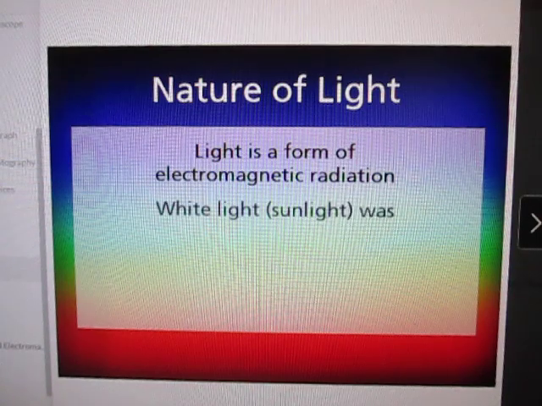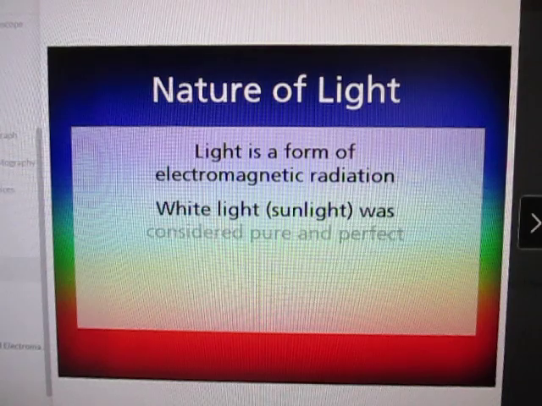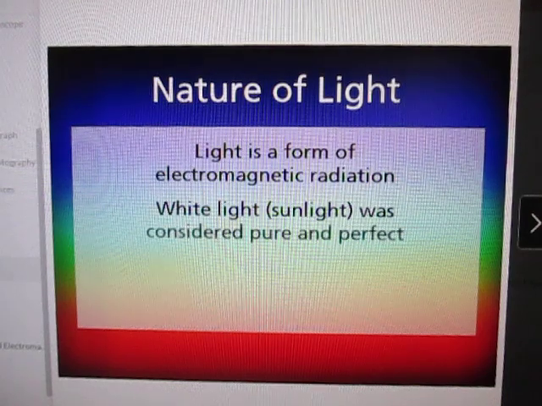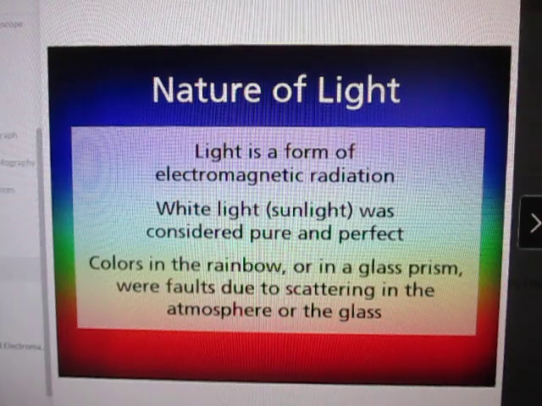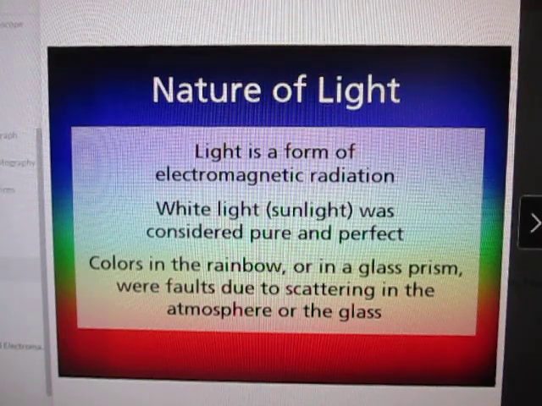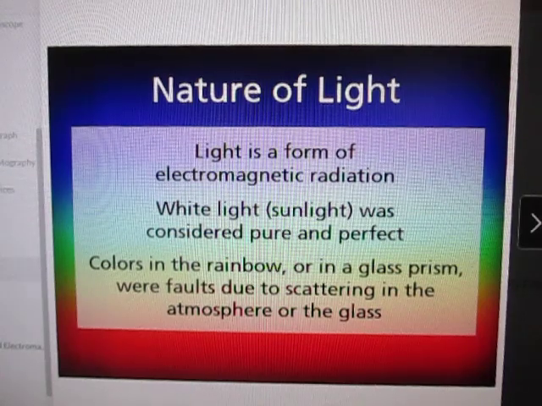Historically, white light, or sunlight, was considered pure and perfect. But the truth is that white light consists of all the colors, so it isn't pure or perfect. It was believed that the colors in the rainbow, or in a glass prism, were false due to scattering in the atmosphere or the glass.